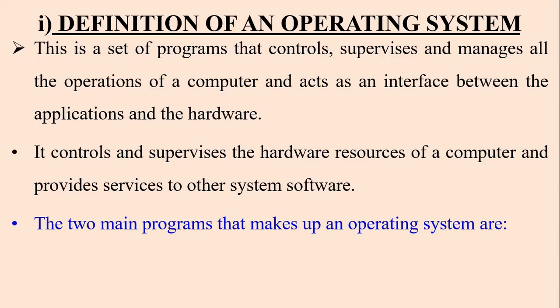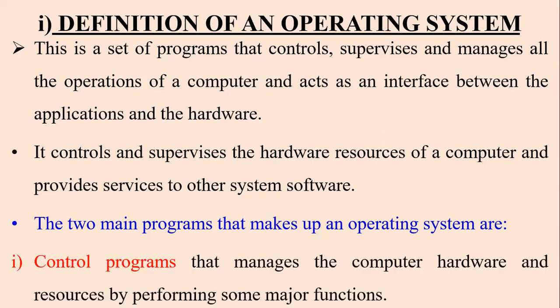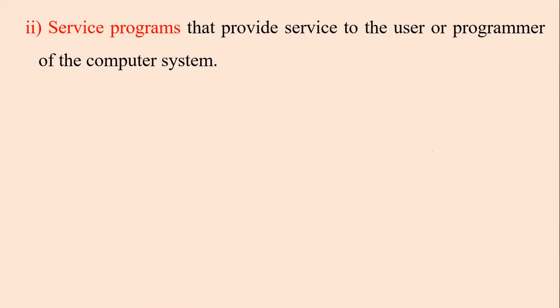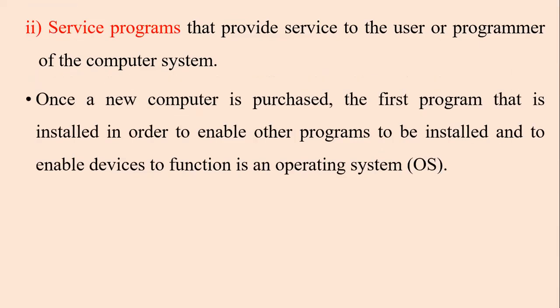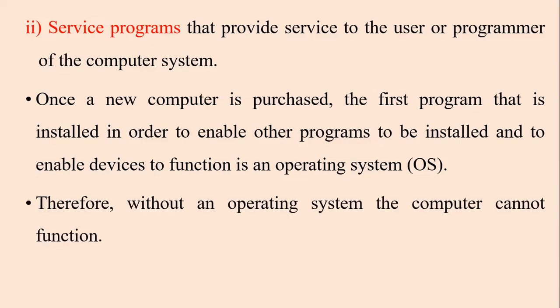The two main programs that make up an operating system are the control programs that manage the computer hardware and resources by performing some major functions, and the user or programmer of the computer system. Once a new computer is purchased, the first program that is installed in order to enable other programs to be installed and to enable devices to function is an operating system. Therefore, without an operating system, the computer cannot function.